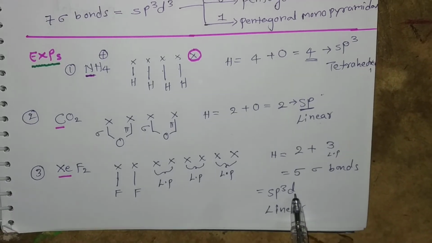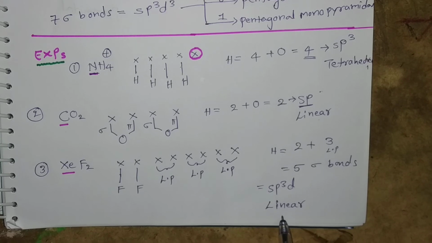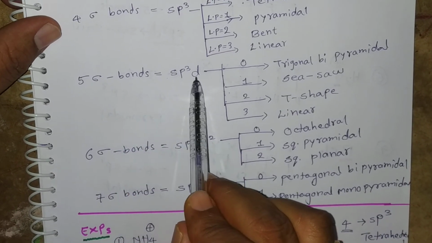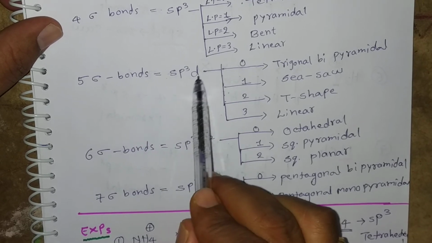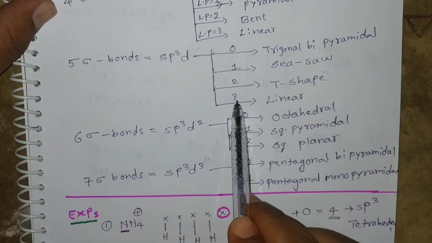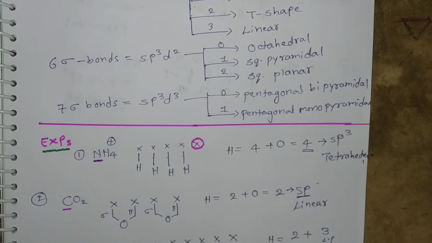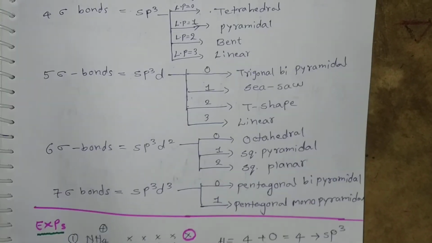So what is the hybridization? sp3d hybridization. Now the structure, linear structure. So 5 sigma bonds, sp3d hybridization. In sp3d hybridization, 3 lone pairs. So what is the shape? Linear shape. That is the example. Go to the next examples.